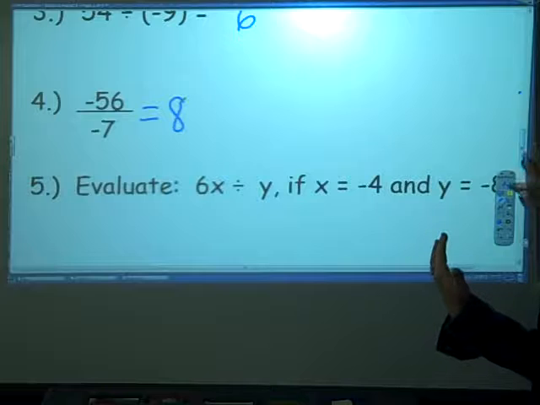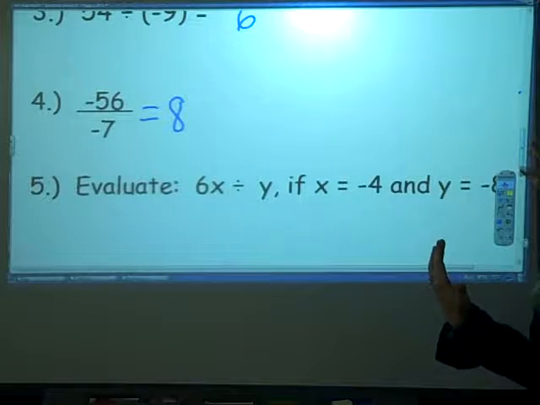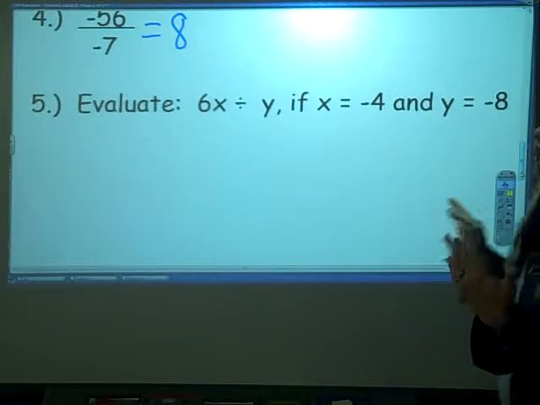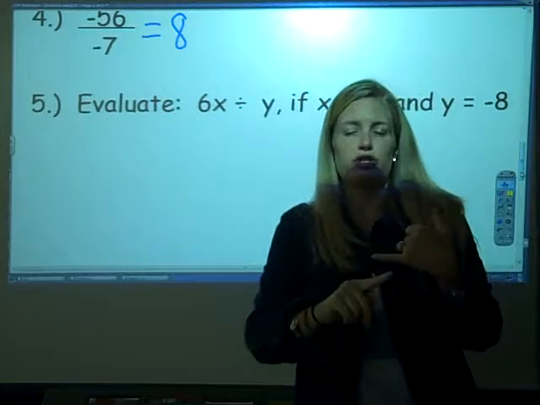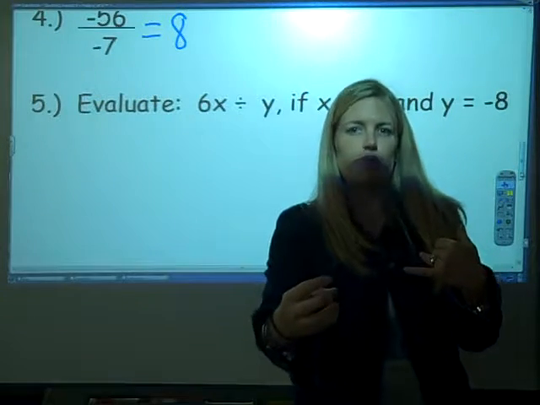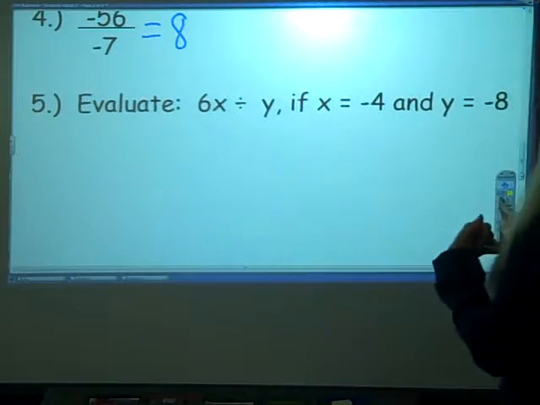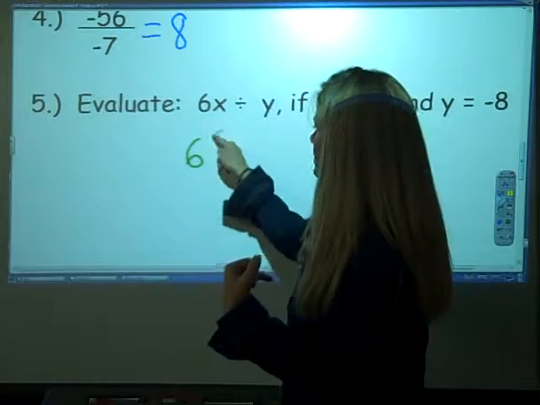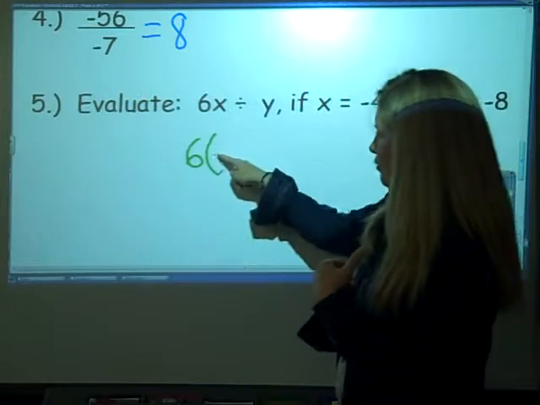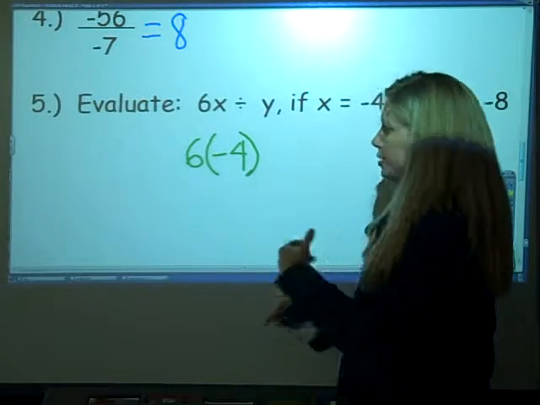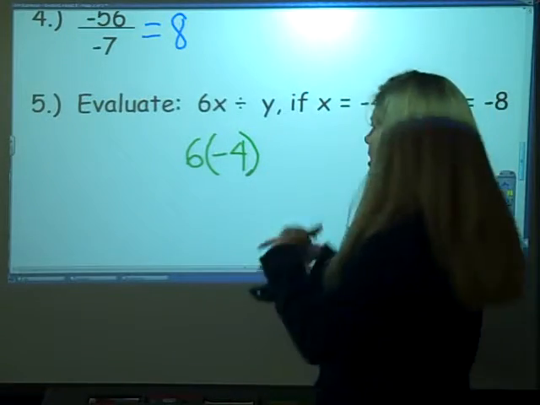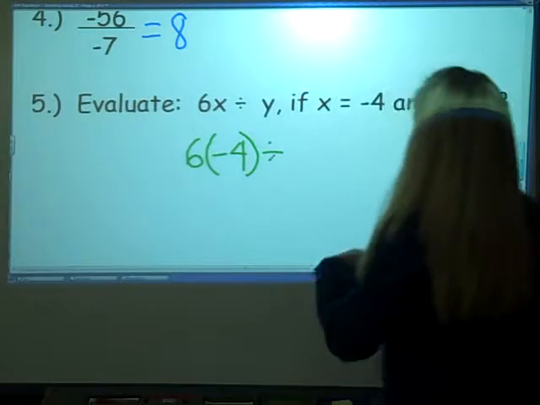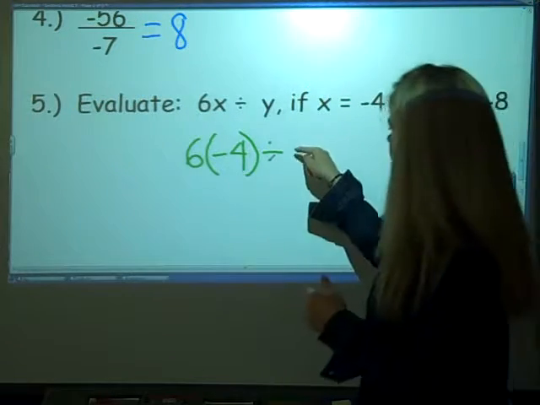Evaluating. First step, we did this on our last quiz with addition and subtraction. You need to show me the substitution. Okay, so I understand that you know what substitution is. So I should see that you plugged it in. It's going to become 6, this means times x. X is negative 4. For multiplication, I just used the parentheses. Divided by y is negative 8.